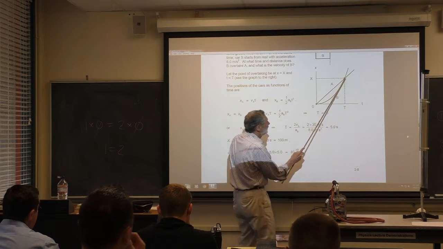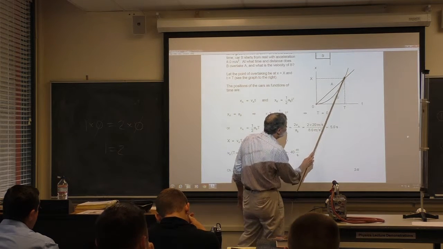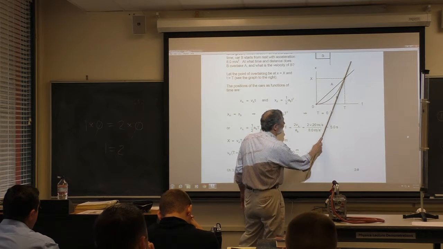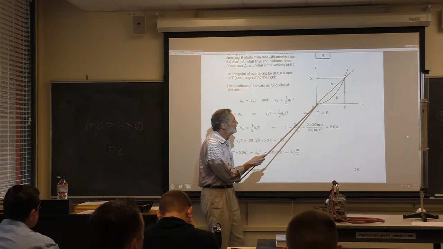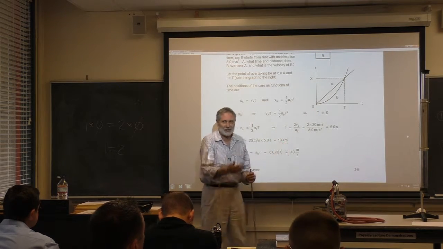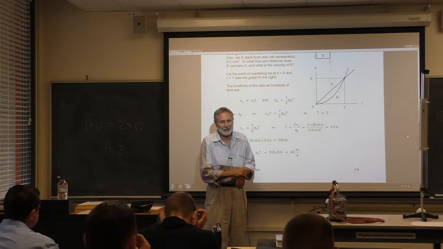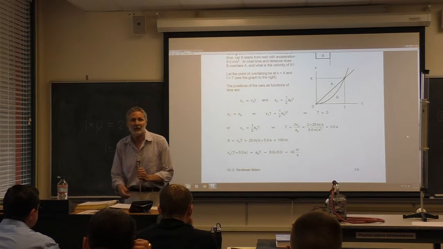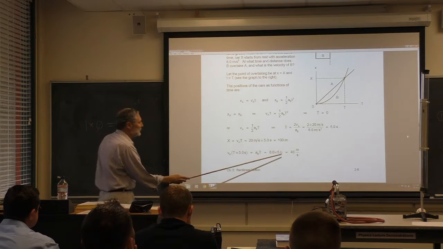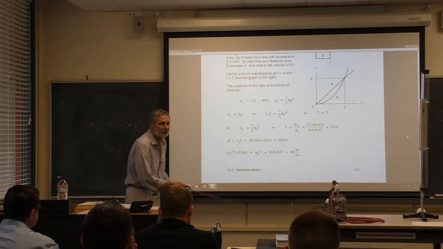You can see from our graph here that the velocity of B has to be greater than the velocity of A. It's also physically obvious because it starts off very slow, and the only way it's going to overtake A is if it's going faster. It's obvious at this point that B has to be going faster than A. And our solution shows that. So that's actually a consistency check. It's 40.